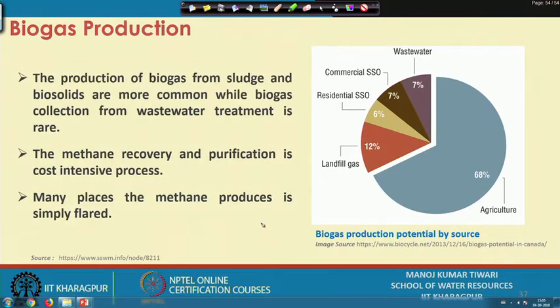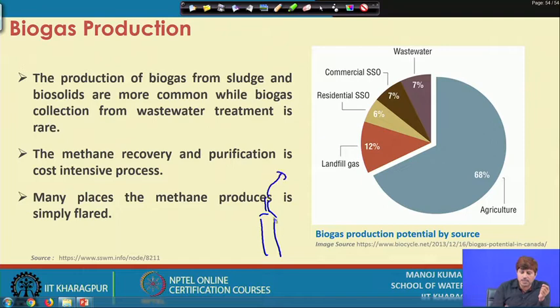Now, why is it rare? Because recovery and purification is a cost intensive process. The methane which is produced, we need to trap it. So, we need a collection mechanism. If you make a reactor like this, the gas comes out of a pipe from that system. But what after that? How to collect this, how to store this, how to transport this?